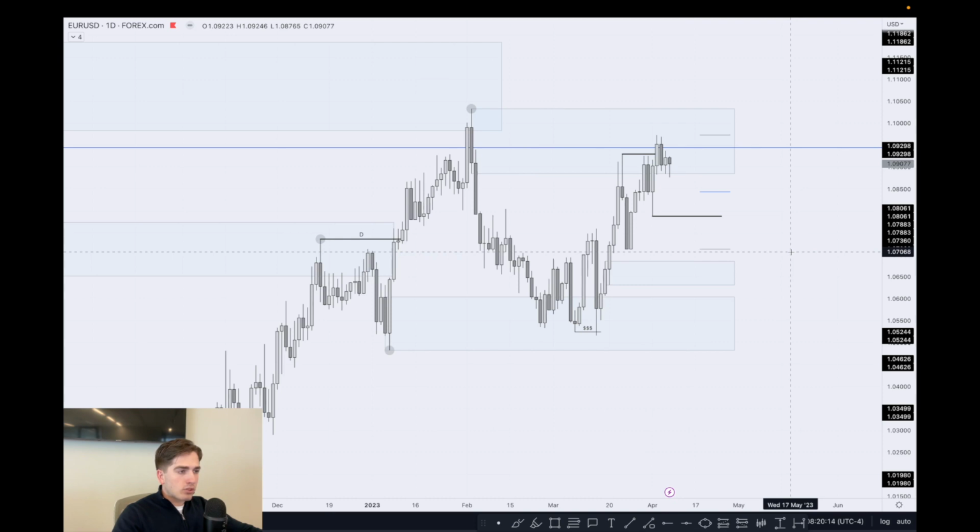Overall, we can of course see price continue higher. This is the overall idea of this area of demand holding, and this of course now being your new area of demand over here. Let me just point it out over here. Then again, holding, pushing out of it, pulling back into it, pushing out of it again. So overall, the daily is still bullish.